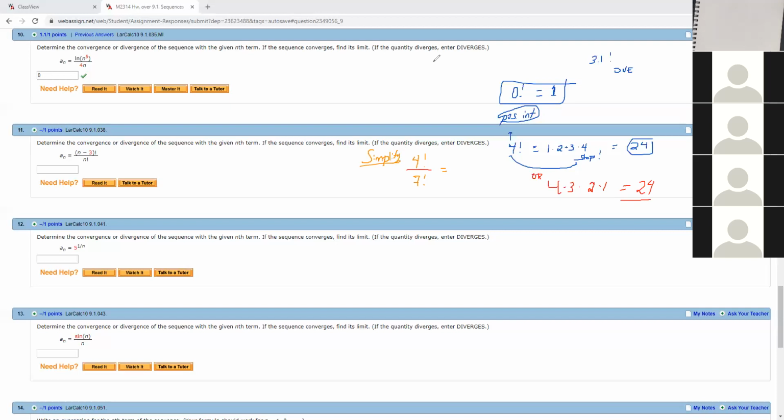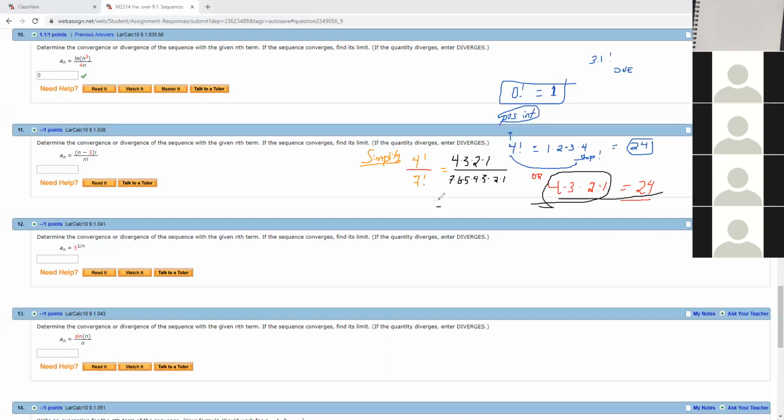Well, a slower way to do it would be just to write it all out. However you want to write it, 1 times 2 times 3 times 4, or 4 times 3 times 2 times 1. I just happen to like it this way, because of what is coming over here. So that's just my preference. 4 times 3 times 2 times 1, and here 7 times 6 times 5 times 4 times 3, all the way down to 1.